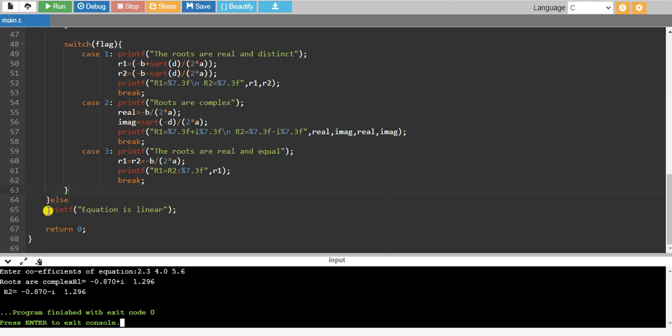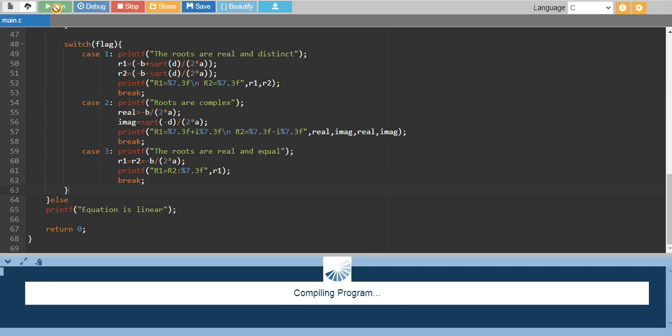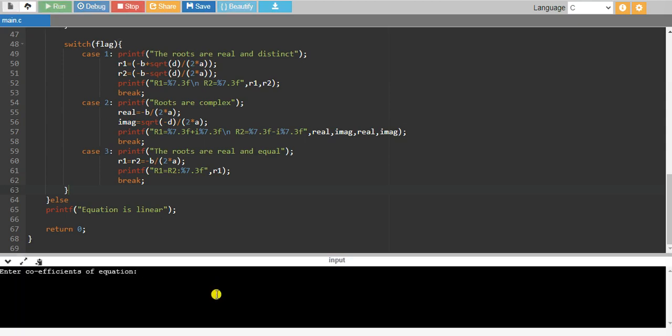So these roots are complex, and check it for different values. I'll run it once again and give some different values and check whether the roots are complex, or real and distinct, or both equal. I'll pass some values: 5, 10, then 15. Roots are complex again. So this is how this quadratic equation gives us roots, and this is how we can write a C program for finding the roots of a quadratic equation. If you have any doubts, please ask your queries, and thanks for watching.